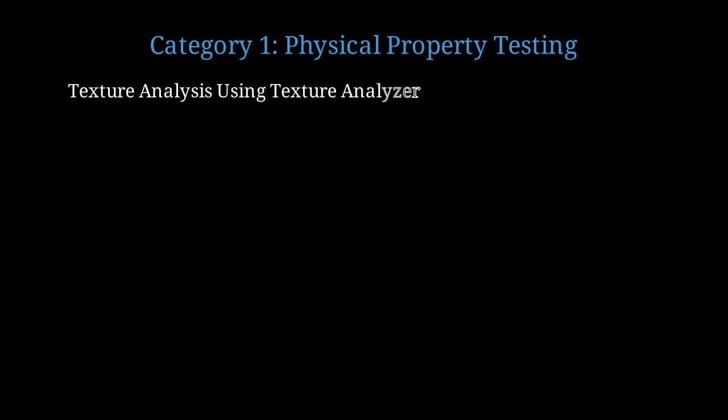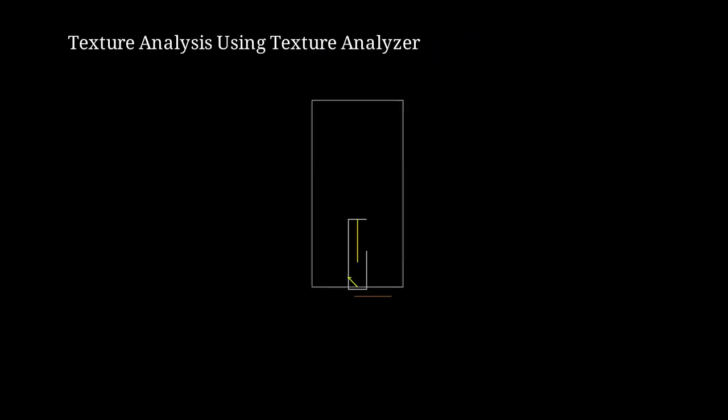One of the most important physical tests is texture analysis. We use an instrument called a texture analyzer. This device applies controlled force to food samples and measures resistance. Here's a simplified diagram of a texture analyzer. The probe descends at a controlled speed and penetrates or compresses the food sample. The instrument records force versus distance data.